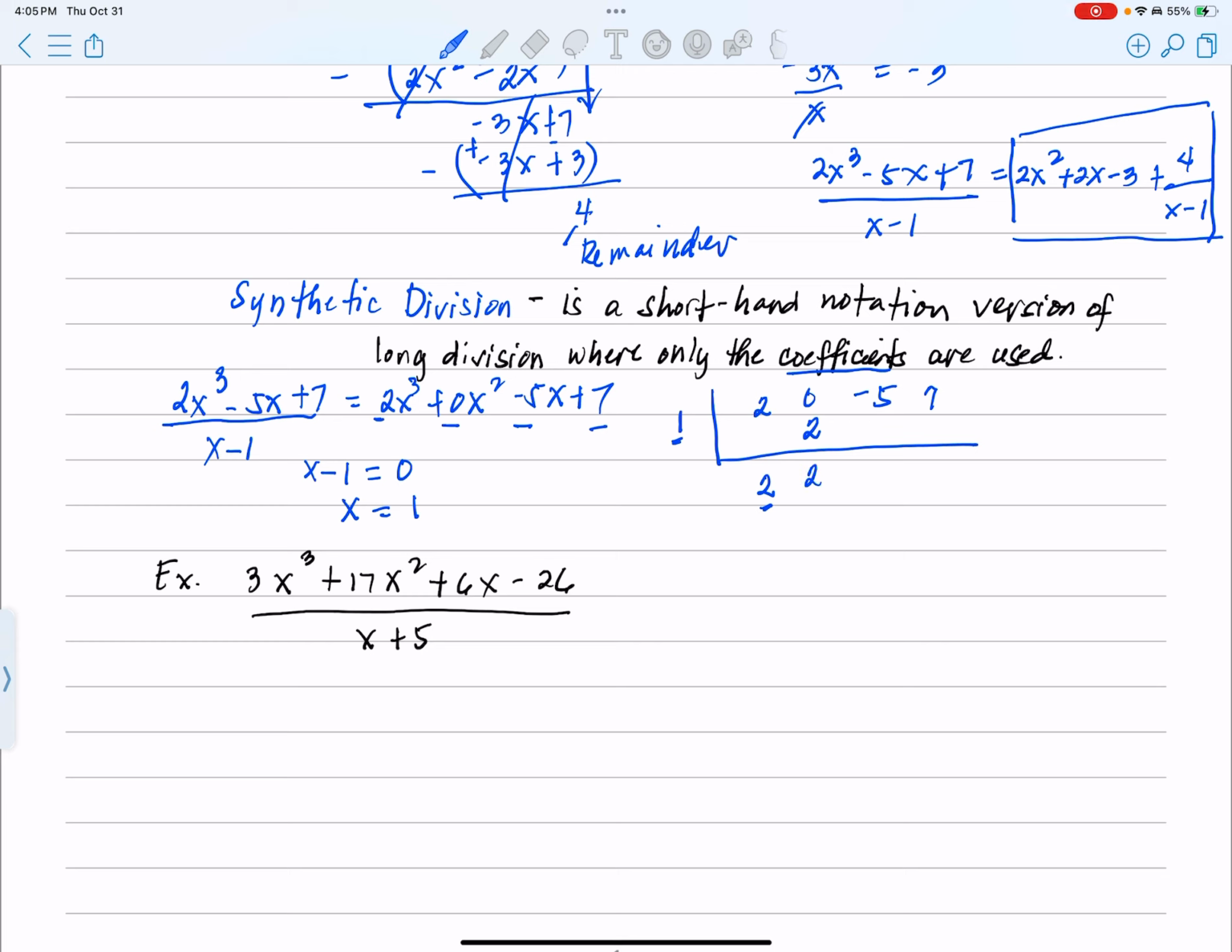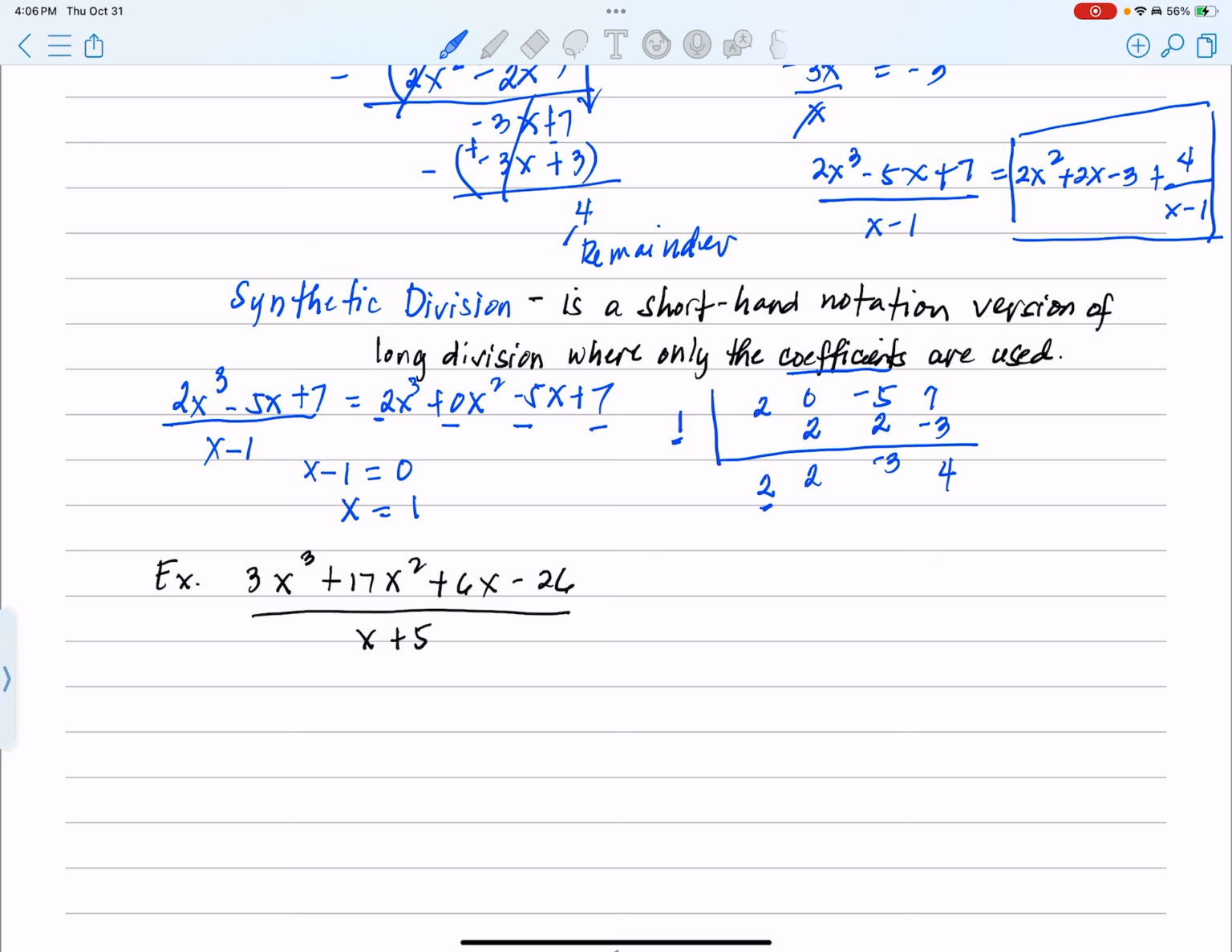Then repeat again the same process. 2 times 1, that is 2. I'm going to put 2 here. And then add negative 5 plus 2, that is negative 3. Okay? Then do it again. Negative 3 times 1, that is negative 3. Then add 7 plus negative 3, that is 4.